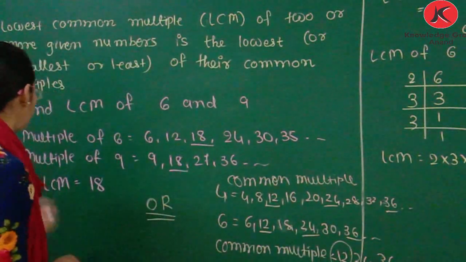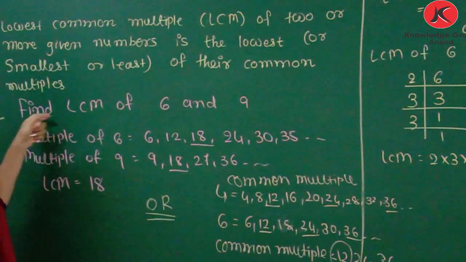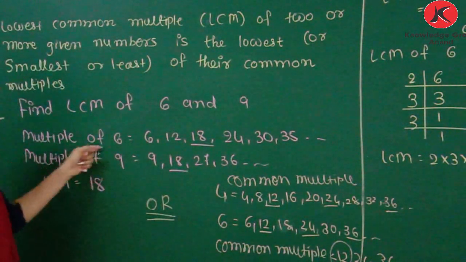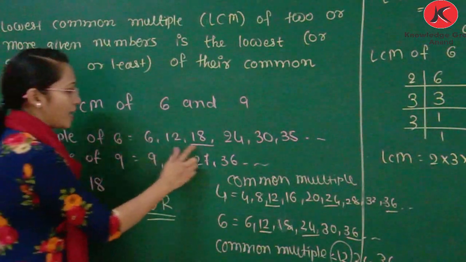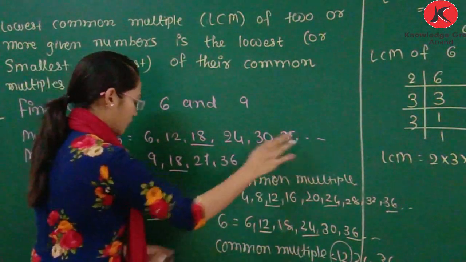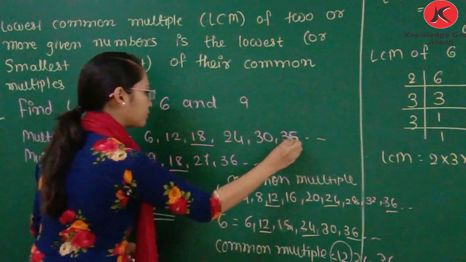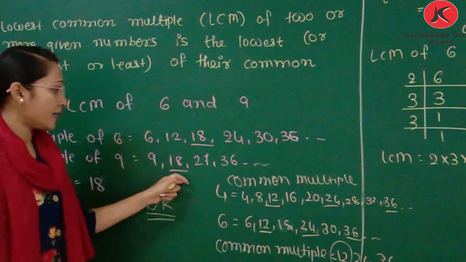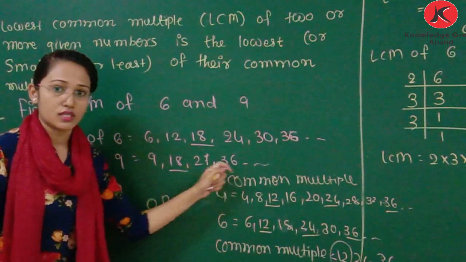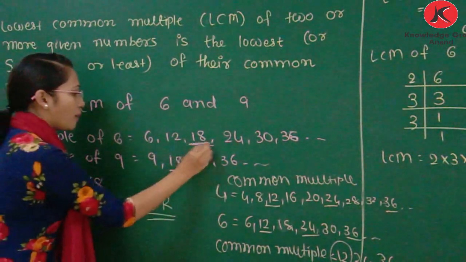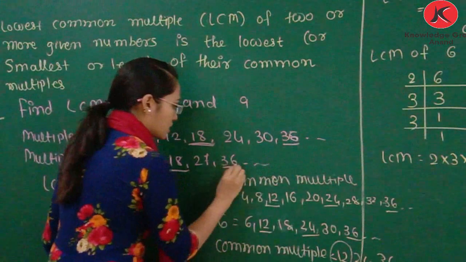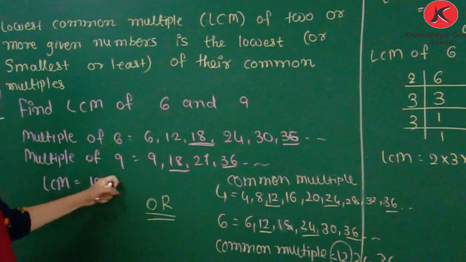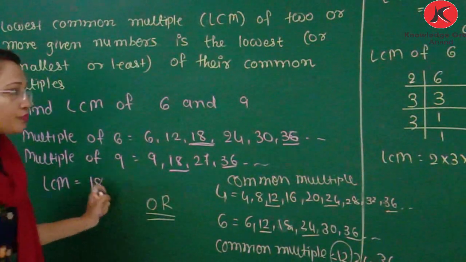So here first take an example, find LCM of 6 and 9. Here we write the multiples of 6, that are 6, 12, 18, 24, 30, 36. Multiples of 9: 9, 18, 27 and 36. Now you can see the common multiples are 18 and 36. But which one is smallest? 18. So LCM of 6 and 9 will be 18. Clear?